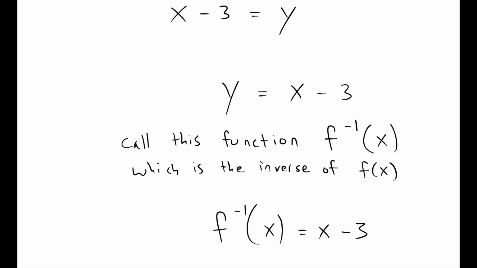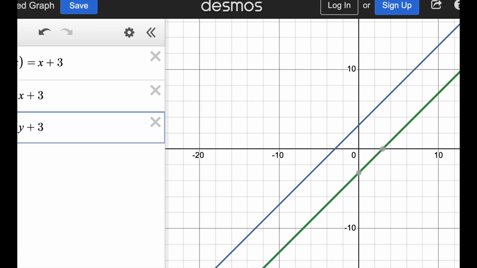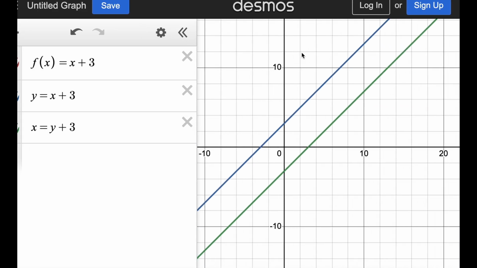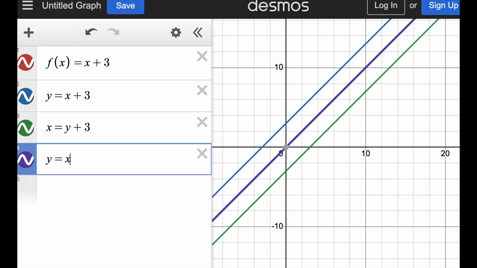One of the things you're going to see with these inverse functions is that when you plot them along with the original function, they will always obey a certain kind of symmetry. The symmetry is that they will be a mirror image of each other, but not across the y-axis and not across the x-axis, but across the line y equals x. The purple there is like the mirror.